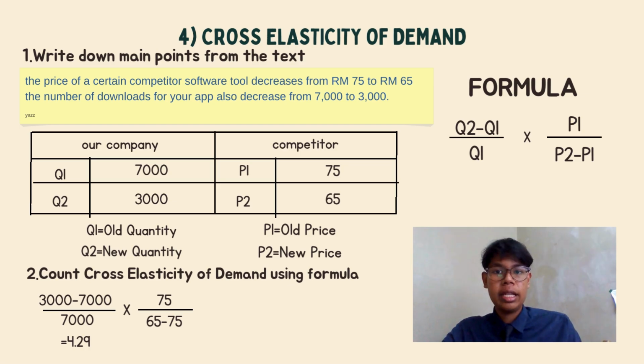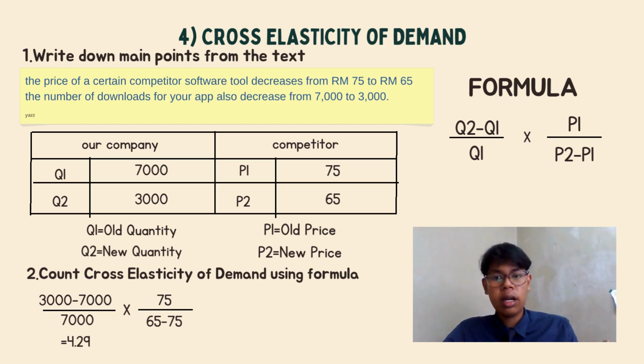Number one is write down main points from the text. So the first sentence is the price of a certain competitor's software tool decreased from 75 ringgit to 65 ringgit. So just fill the information into the table. Competitors P1 75, P2 65. P1 refers to the old price and P2 refers to the new price. The second sentence, the number of downloads for your apps also decreased from 7,000 to 3,000. Just fill in the table. Our company Q1 7,000, Q2 3,000. Q1 refers to the old quantity and Q2 refers to the new quantity.